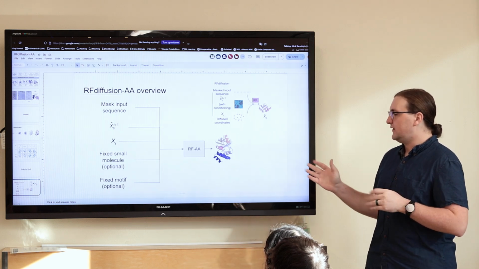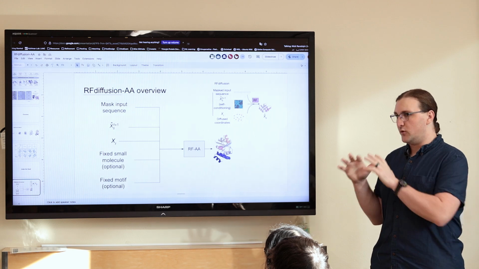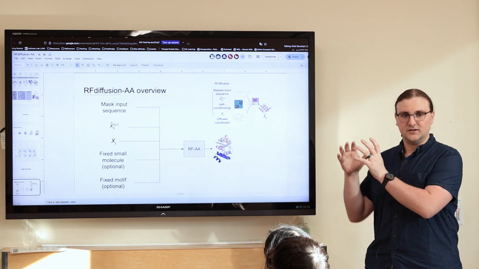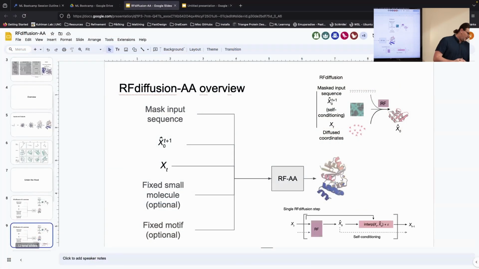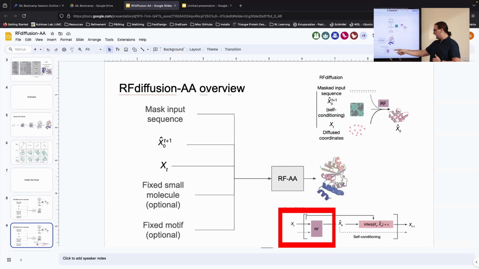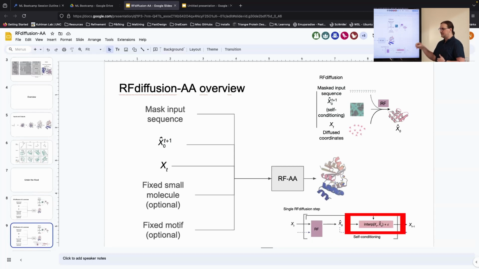But then it'll go through RoseTTAFold All Atom, make its prediction of the ground truth. We'll take a step towards that direction, and then we'll keep that process going until we have something that's really nice looking. Like I said, this is kind of what we're doing at every single step. The step process is really the same as RFdiffusion. We make our prediction, throw it through RoseTTAFold All Atom, get our ground truth prediction, interpolate, take a step in that direction. This is now our slightly denoised coordinates, and we can also use self-conditioning, which they do in inference mode. Questions?